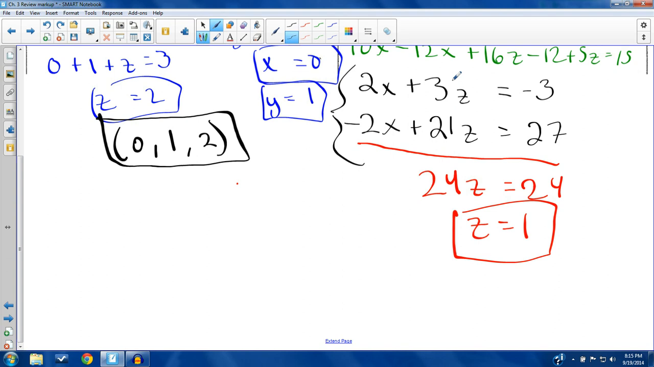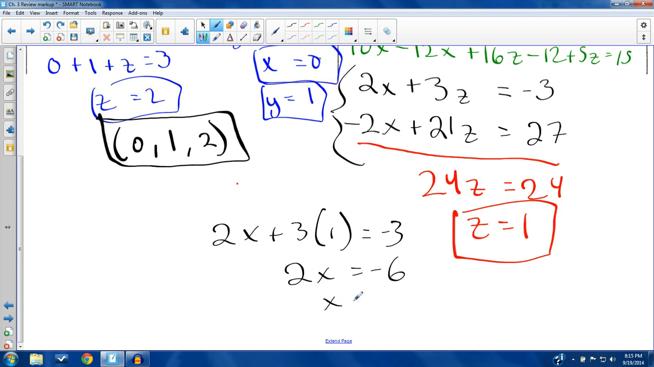Plug in 1 for z in one of these equations. When in doubt, do the smaller equation. I'll get 2x plus 3 times 1 equals -3. So 2x, subtract 3, I get -6, and x is -3. Okay. So -3 and -1, keep those numbers in mind.